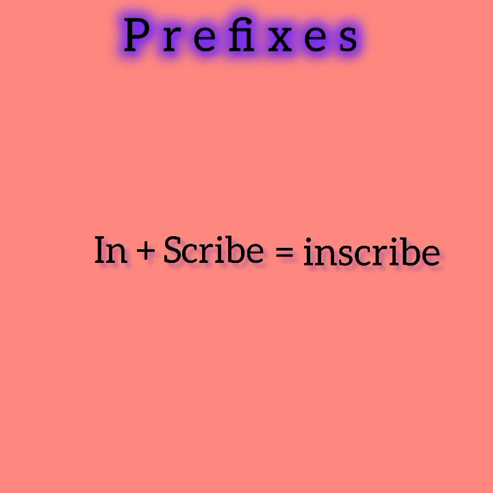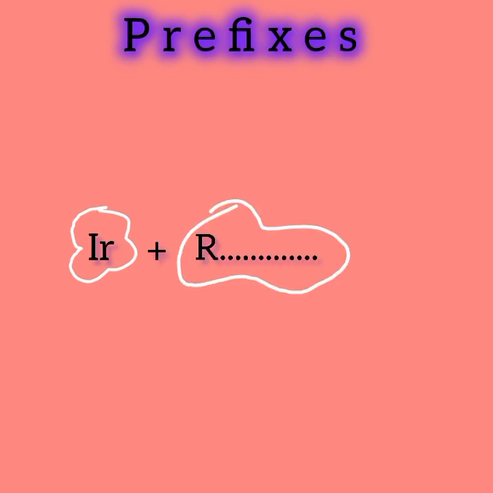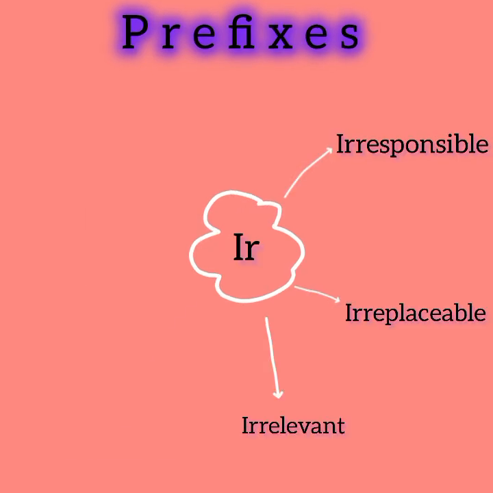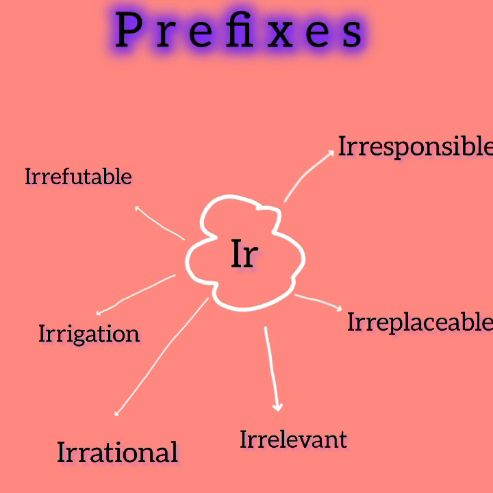Let's talk about our final variation of the prefix in, and this is ir. The prefix ir is used before the words starting with r. And have a quick look at the words irresponsible, irreplaceable, irrelevant, irrational, irrigation, irrefutable. All these words are the opposites of the root words to which ir is attached.